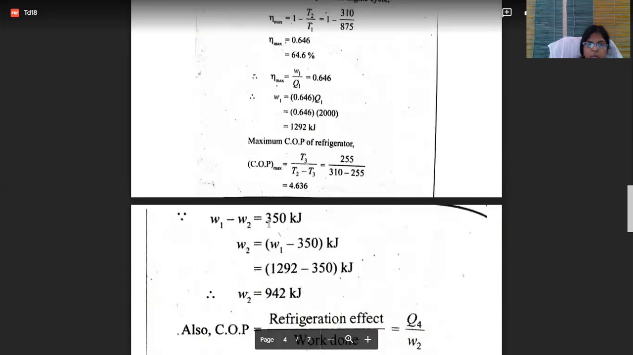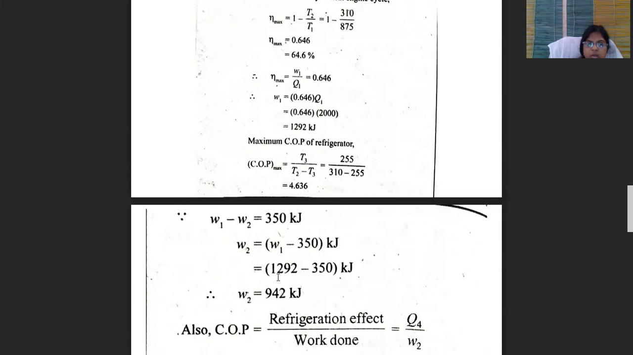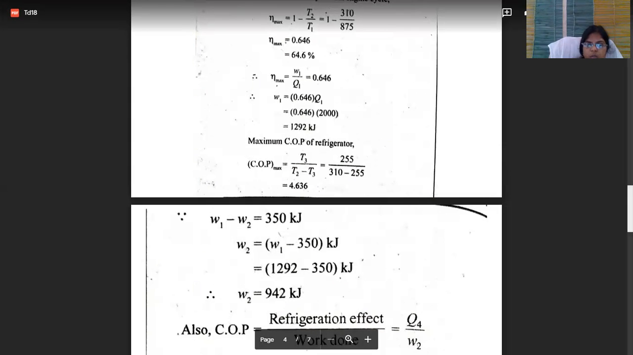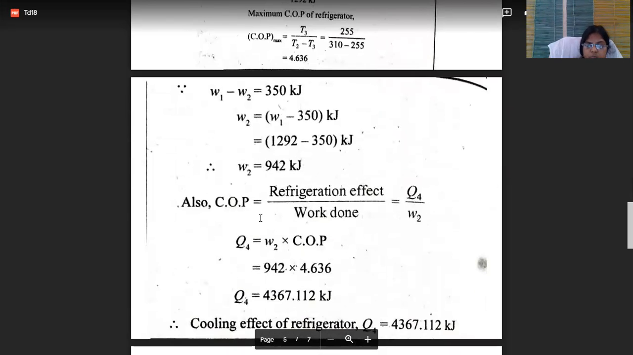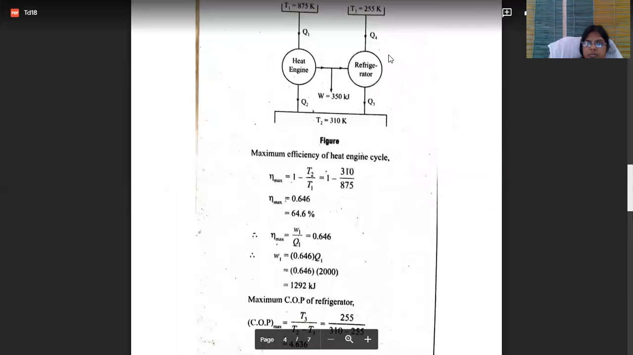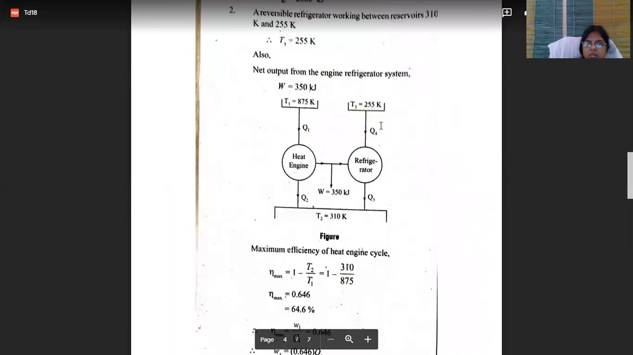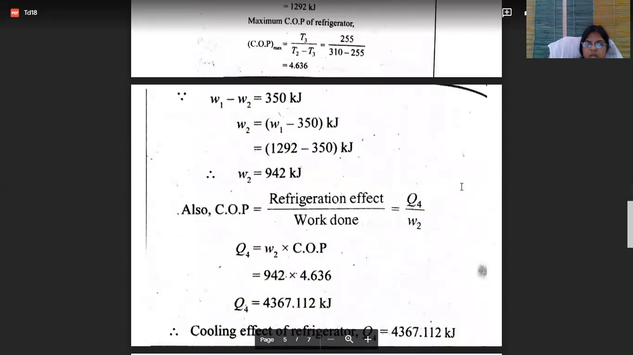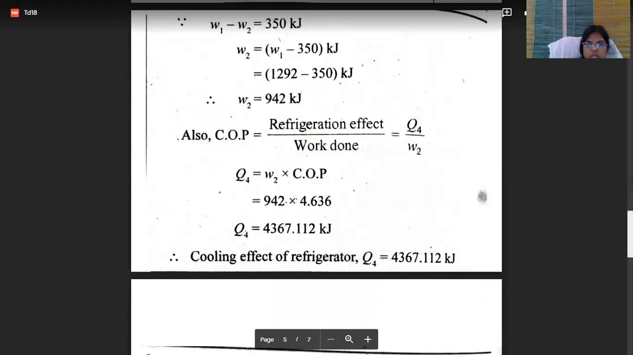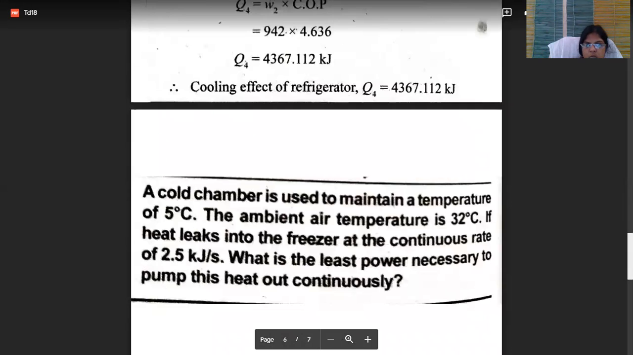Now the total work done, W1 minus W2, is 350. W2 is the work done for refrigeration. Finally, the coefficient of performance is nothing but the refrigeration effect by work done, Q4 by work done. The cooling effect is Q4 here, and the work done for refrigeration is W2. So finally we get Q4, the cooling effect of the refrigerator, 4367.112, in kilojoules.